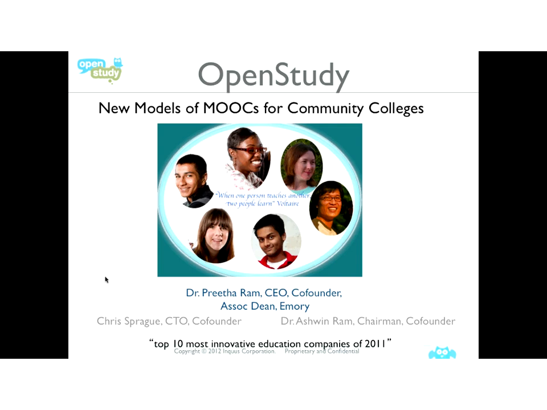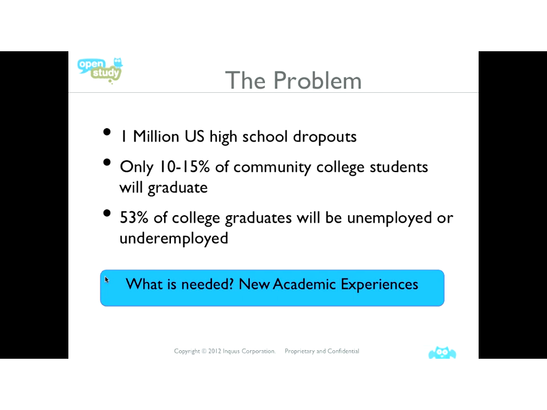A little bit about Open Study. Open Study is a for-profit, a spin-off of Georgia Tech and Emory University, and has been supported by the National Science Foundation, the National Institute of Health, and most recently by an NGLC grant from the Gates and the Hewlett Foundation. So the problem that we are focused on is that there are just not enough venues to keep students who are in high schools from dropping out. There's 1 million of them dropping out each year, and community college students that are trying to graduate, and only 10 to 15% of them at the very best end up graduating.